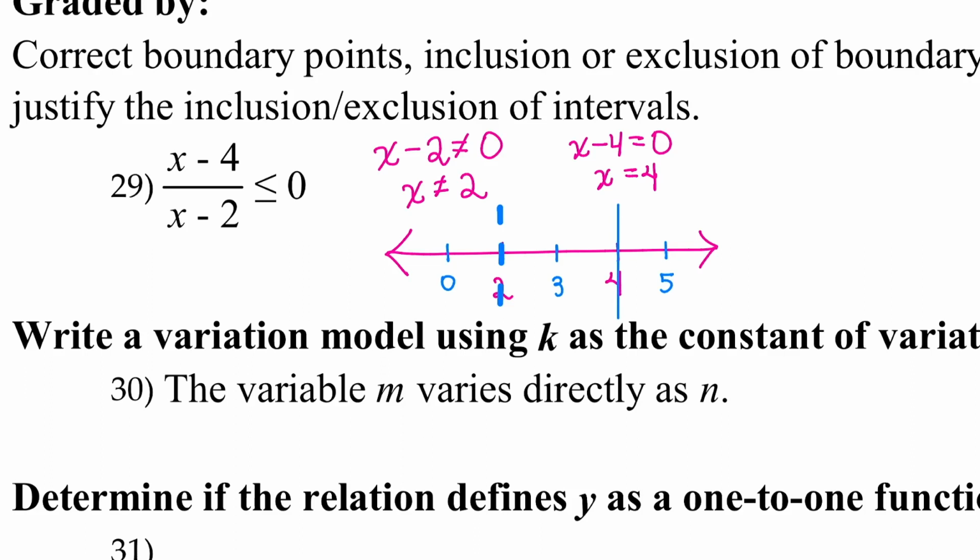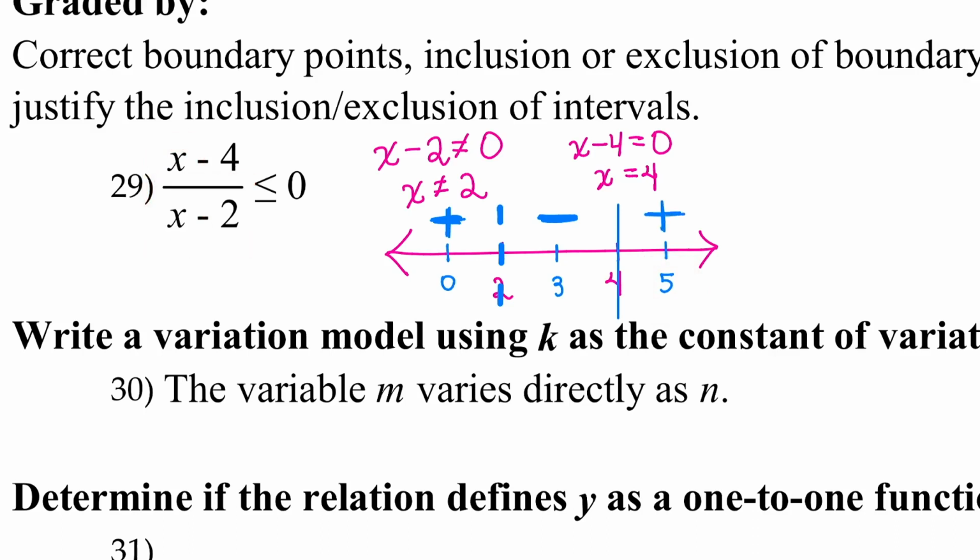When we plug in 0 into this function, we're going to get -4 divided by -2, and that's going to be a positive result. When we plug in 3 into this function, we're going to get a negative over a positive, which will result in a negative. Then when we plug in 5 here, we're going to get a positive value over a positive value, and this is positive.